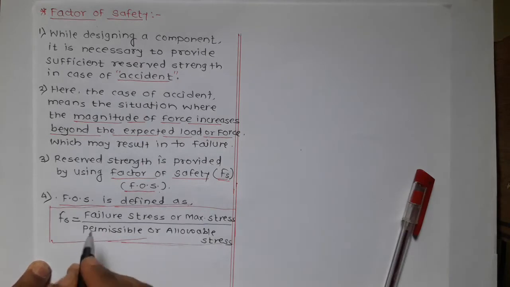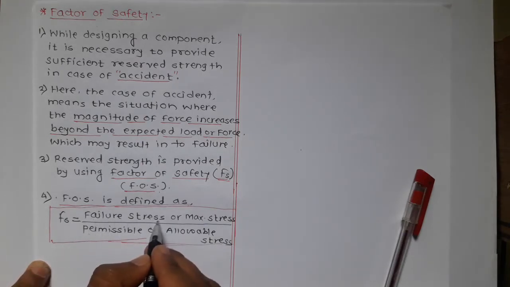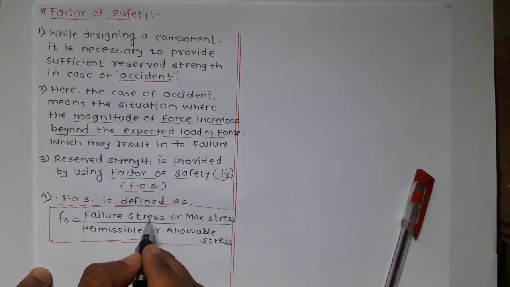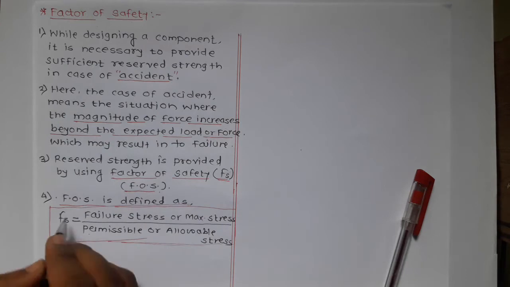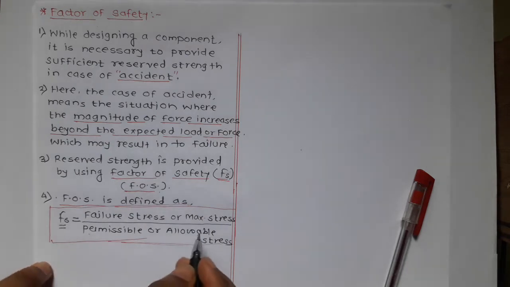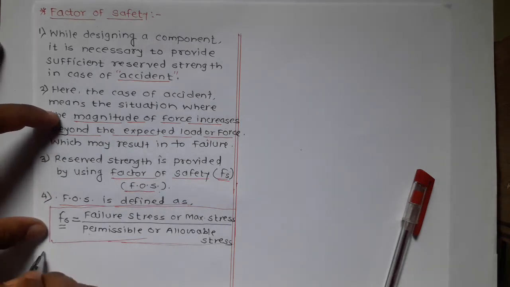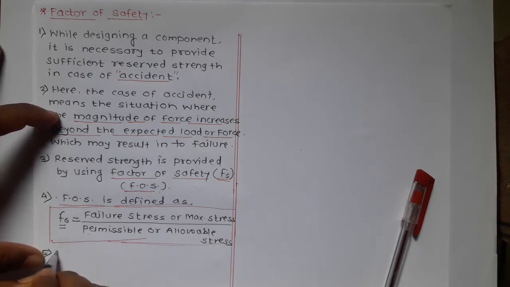Now we'll discuss what is meant by this failure stress, what its value is for ductile material, and what its value is for brittle material. Similarly, we will discuss what is meant by permissible stress and what the value of Fs is for ductile and brittle material. So first of all, you should know what is meant by permissible stress.